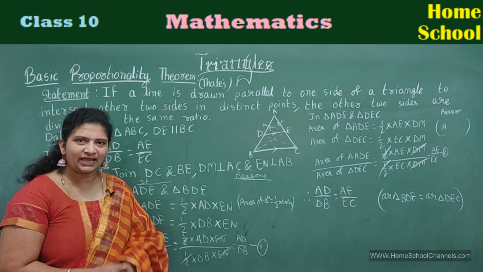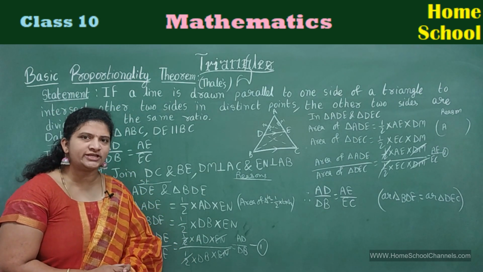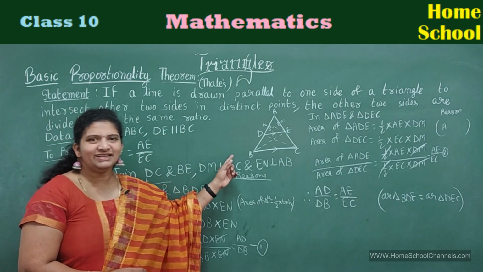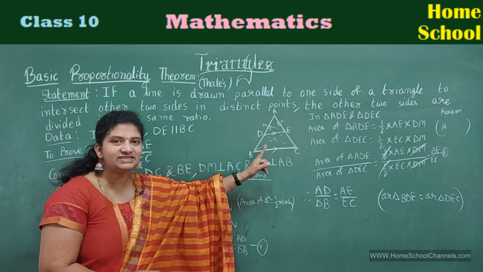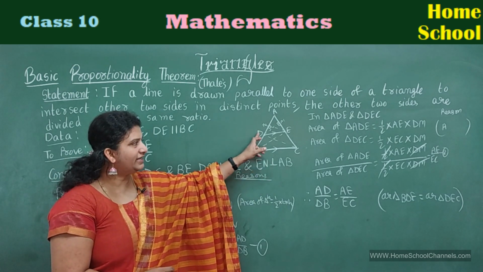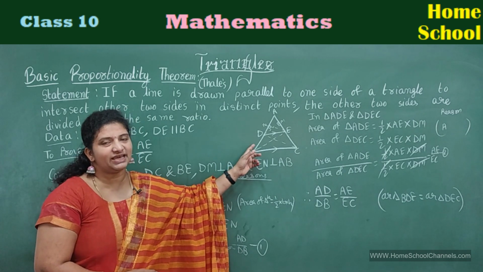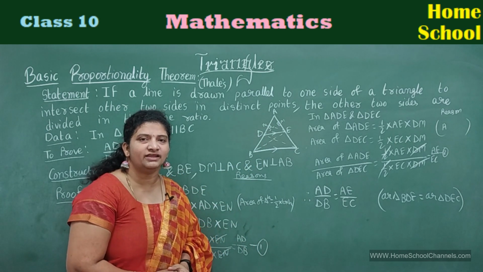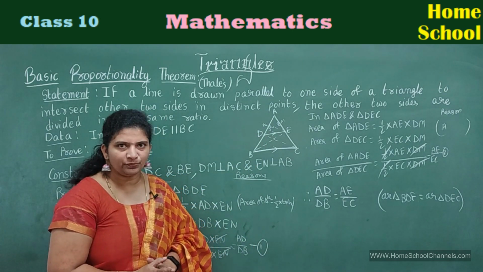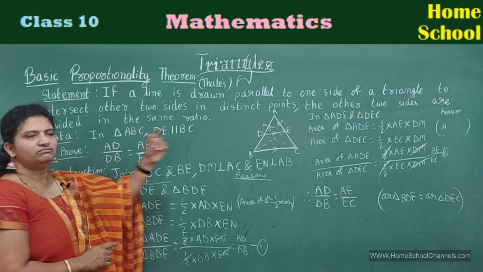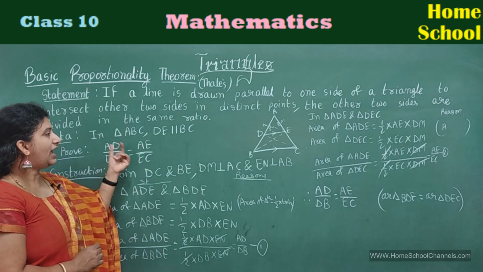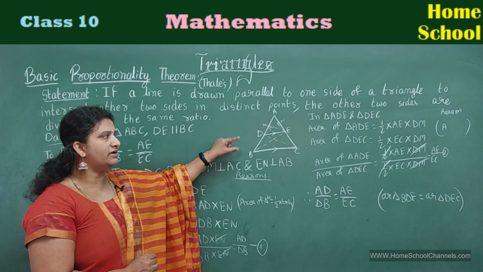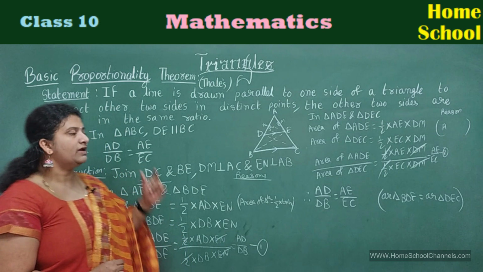So let's have a quick recap of this theorem. This is basic proportionality theorem or Thales theorem statement. If a line is drawn parallel to one side of a triangle intersecting other two sides in distinct points, the other two sides are divided in the same ratio, right? So data given: ABC is a triangle and DE is parallel to BC. To prove AD by DB is equal to AE by EC.